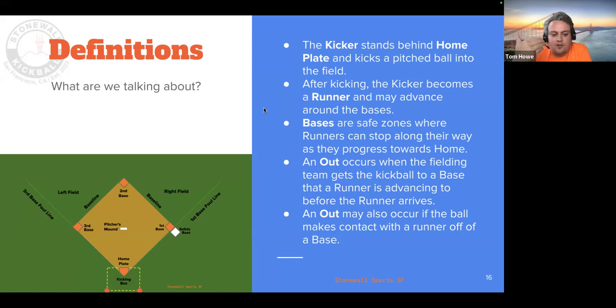A kicker is somebody who is behind home plate, who is going to kick the ball once it is pitched to them. Once the kicker kicks the ball, they turn into a runner. Bases are safe zones where runners can stop in order to be safe from being out. And an out is any time the fielding team is able to get the ball to a base before a runner can get there, or any time the fielding team can tag the runner with the ball.